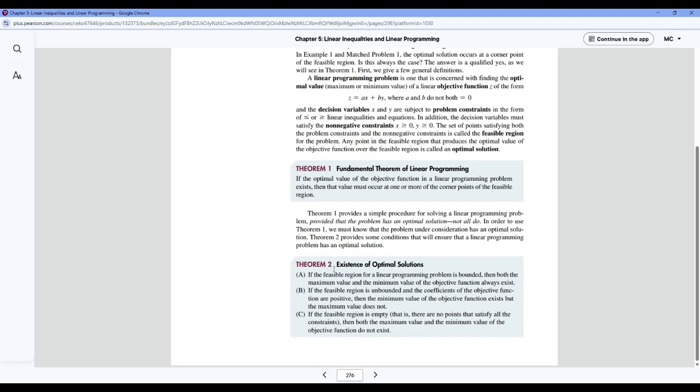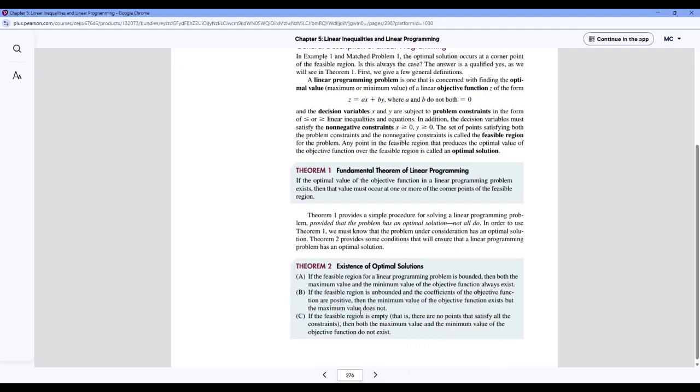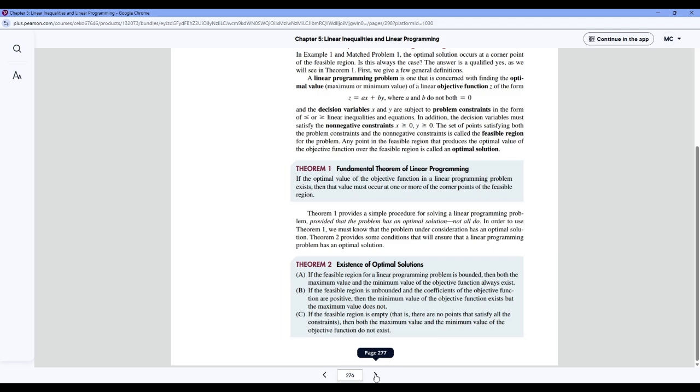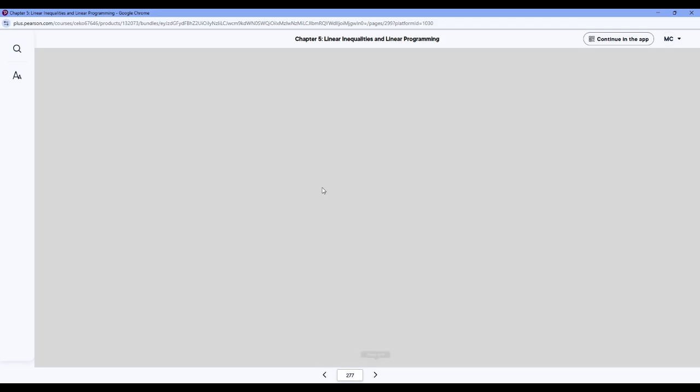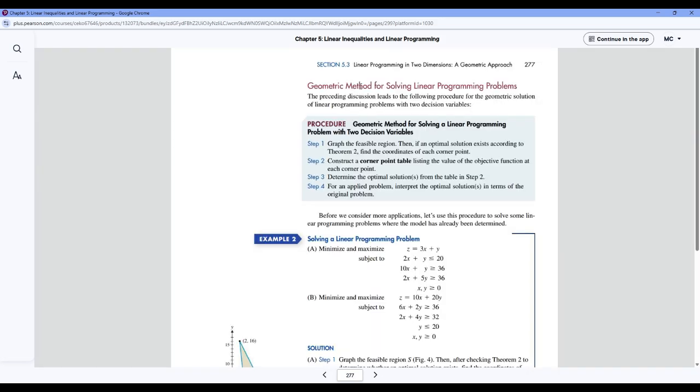Now, regarding the existence of optimum solutions: if the feasible region is bounded, then there is a maximum and a minimum. If the feasible region is unbounded, the coefficients are positive and a minimum exists, but no maximum. And it's empty if there's no point that satisfies all the constraints. Alright. The guide for it: graph it, construct the corner point table, and determine the optimum solution from there.